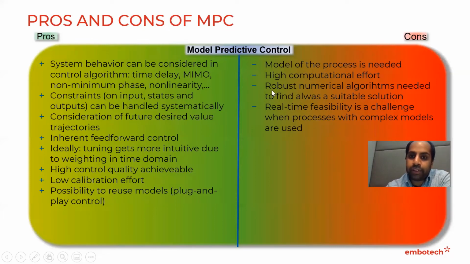And then the last point, this correlates to what we said before. Real-time feasibility is a challenge. This is especially the case when we deal with complex models and at the same time have small sampling times. Then you really need to make sure that within the time frames that you have, you are able to actually solve your optimization problem.